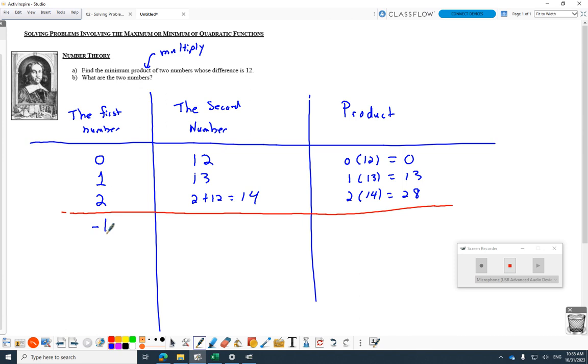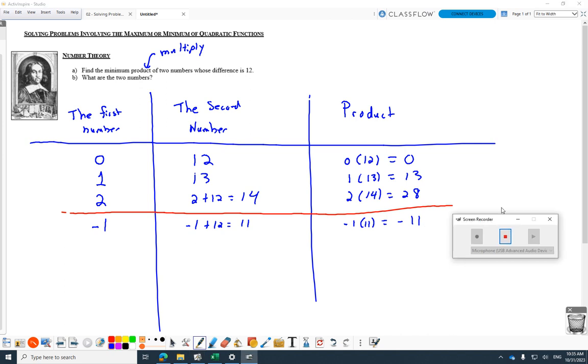-1. Maybe that's a better number. Maybe that'll give me a lower product. If the first number is -1, what's the second number? How did you get 11? I just added 12. Okay, it seems like nothing right now, but it's key to understanding. Why people have trouble with this type of question is understanding where that's coming from. -1 plus 12, which is 11. And if I find the product, -1 times 11, I get -11. That's the lowest product yet. I am winning this question. I've now found a lower product than 0.